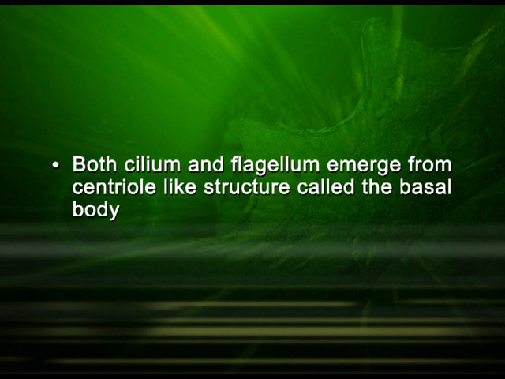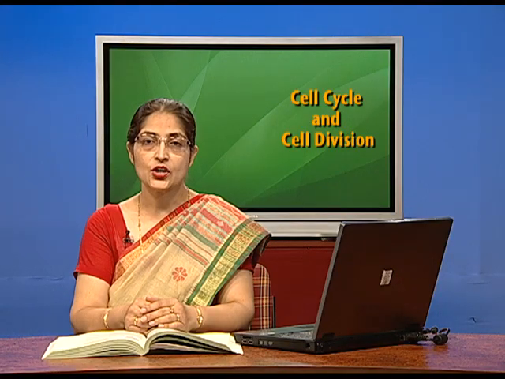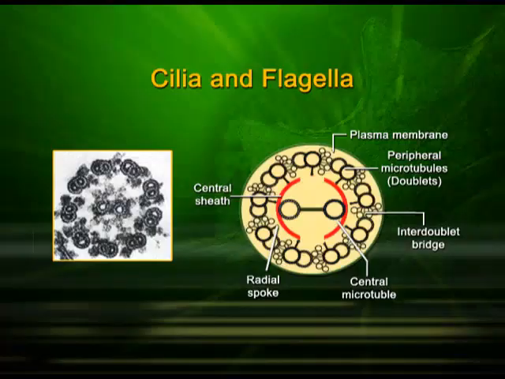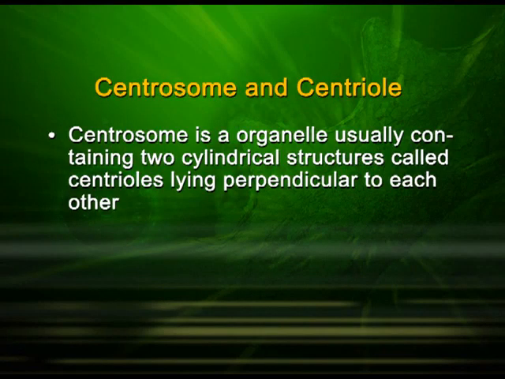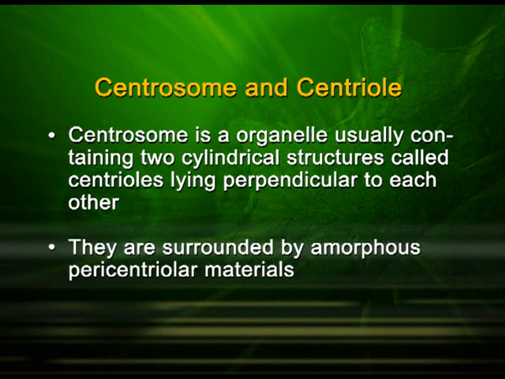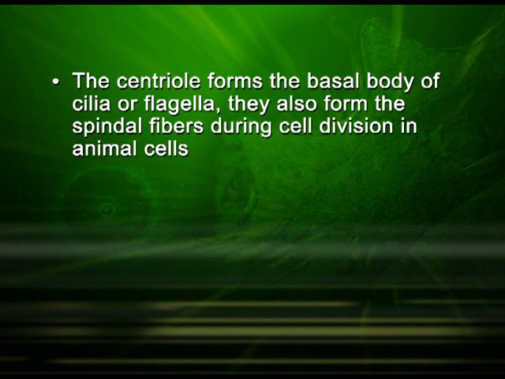Both the cilium and flagellum emerge from centriole-like structures called the basal bodies. Notice the cartwheel-like structure in this picture depicting the sectional view of cilia and flagella, the centrosome and the centriole. Centrosome is an organelle usually containing two cylindrical structures called centrioles, which lie perpendicular to each other. They are surrounded by amorphous pericentriolar materials. The centriole forms the basal body of cilia or flagella. They also form the spindle fibers during cell division in animal cells.